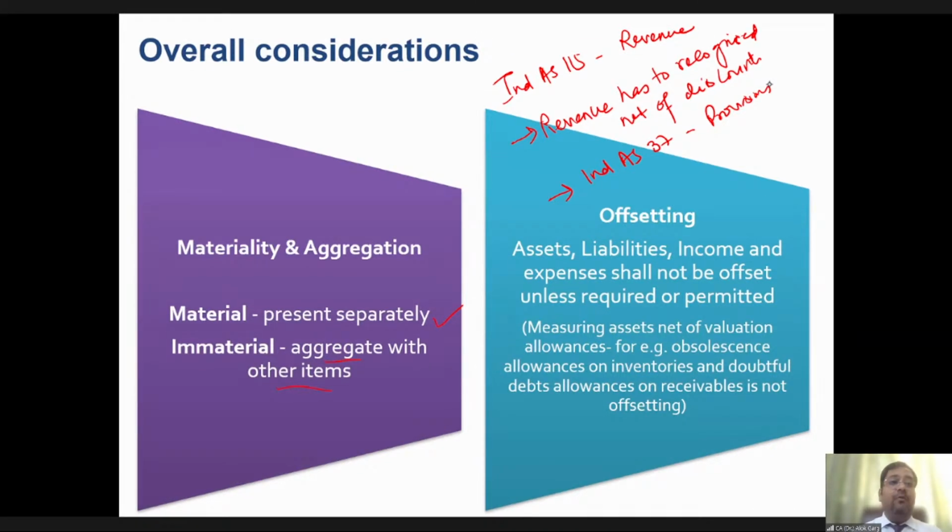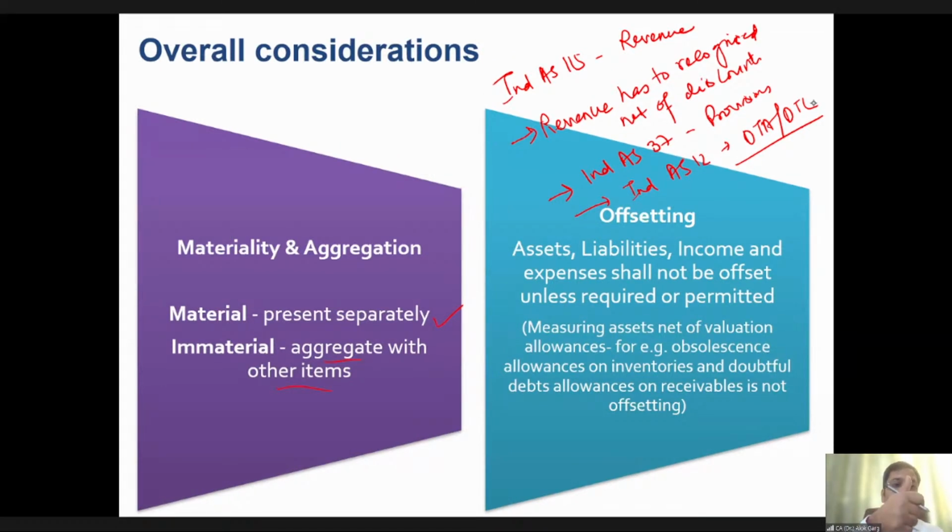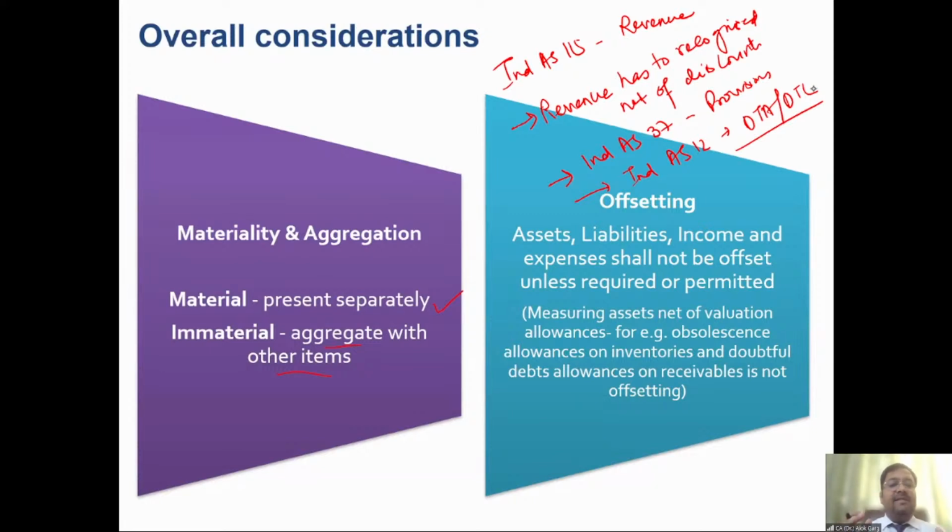Manav has given a very good example. Ind AS 12 talks about income taxes. It says that deferred tax asset and deferred tax liability can be offsetted if it belongs to the same jurisdiction, right? Good, Manav. So guys, assets, liabilities, income and expenses shall not be offsetted until and unless it is required or permitted by some Indian accounting standards.